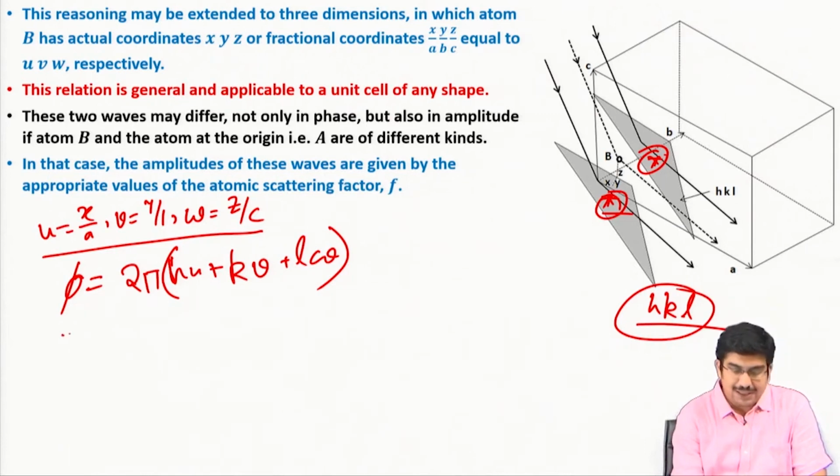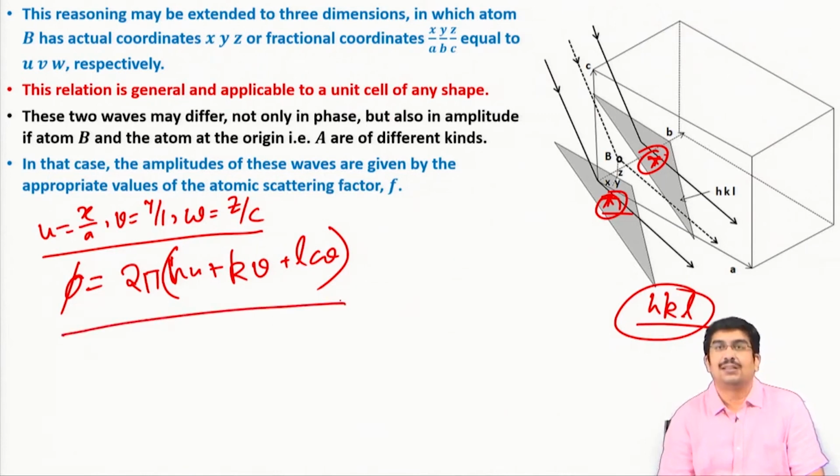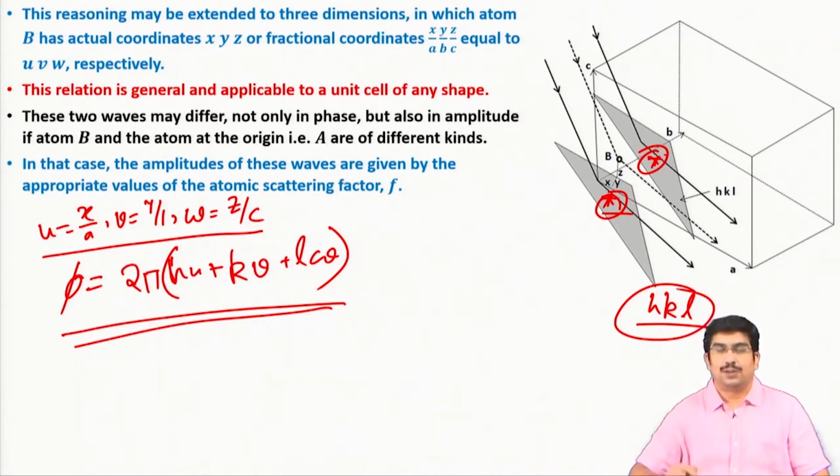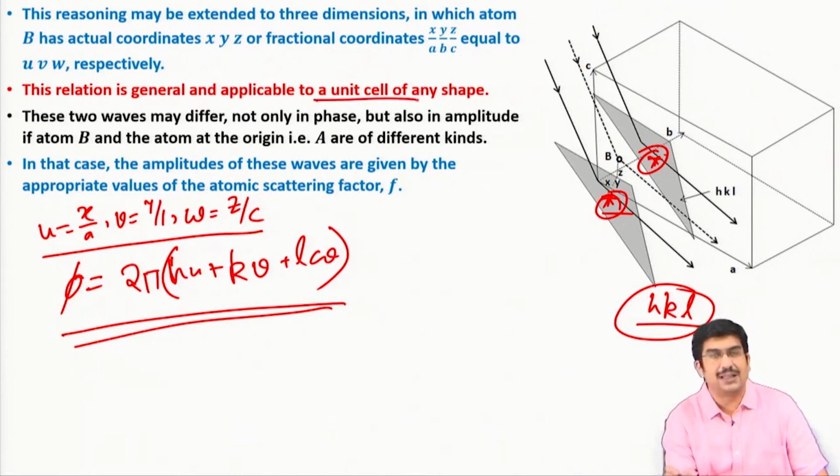So, this term gives the phase difference between the atoms present at the origin, or the planes passing through the origin, and any other arbitrarily defined plane. That is the phase difference between the X-rays coming out from these two atoms or atomic planes. Now, one thing we must understand is that this relation is very general, and it is applicable to any kind of unit cell of any shape.